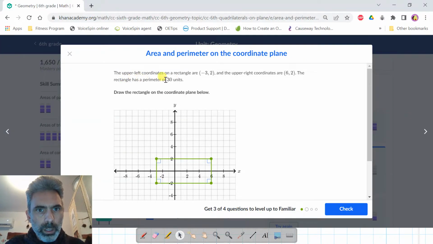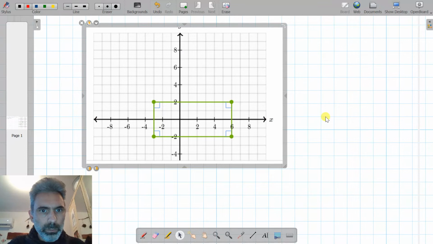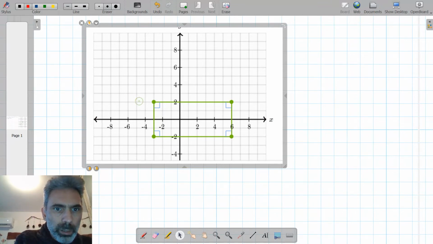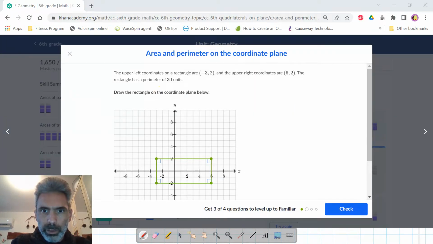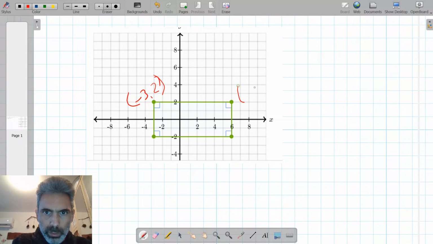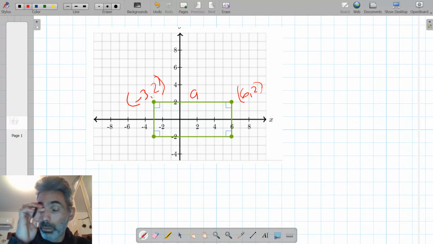Okay, so we said that the upper left coordinate is -3 and 2. So this is -3 and 2. And the upper right is 6 and 2. This is 6 and 2. So the distance between 6 and 0 is 6. And the distance between 0 and -3 is 3. So in total we have a length of 9. This side has a length of 9.